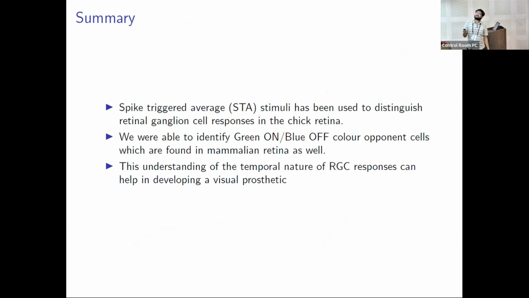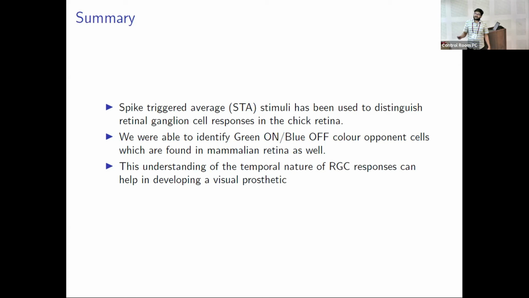So to summarize, the protocol of doing the spike triggered average, the reverse correlation analysis, can be used to distinguish retinal ganglion cells, even with a full field flash stimulus. Another thing that we were able to do is identify green on blue off cells, color opponent cells, which are found in the mammalian retina as well. So this shows that the chick retina may also, like other vertebrates, have the green on blue off, green off blue on color opponent circuits.